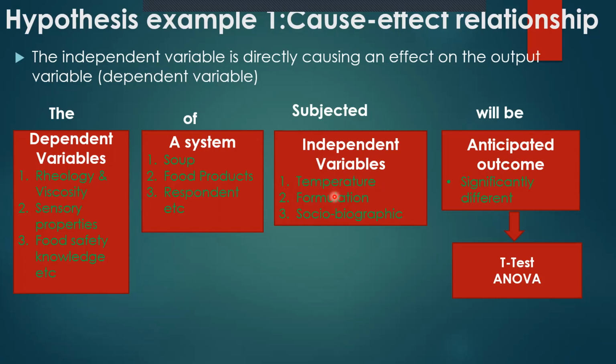So into groups or factors, like temperature, we might have 70, 60, 50. So we call them factors, different levels of the independent variable. Or if it is formulation, then we have different formulations of the soup, which means you have a soup whereby the ingredients have different quantities, a set of ingredients with different quantities. So we call them formulations.